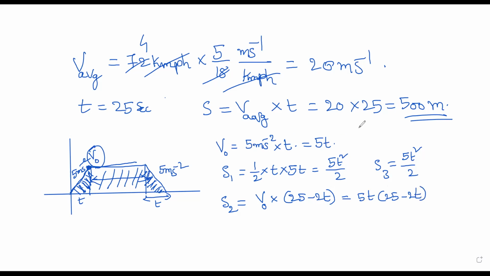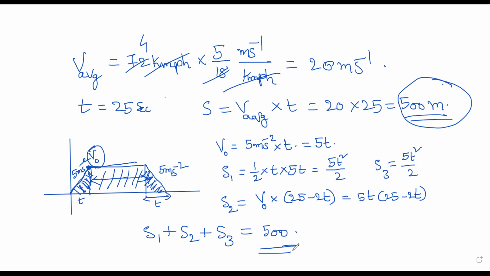And now it is understood that if you add up these areas, you should get the total displacement traversed. So S1 plus S2 plus S3 happens to be the total displacement, which is 500. So this is what we have. So let us put that up. S1 is 5t square by 2, plus 5t multiplied by 25 minus 2t, that is S2. And again S3 is 5t square by 2.